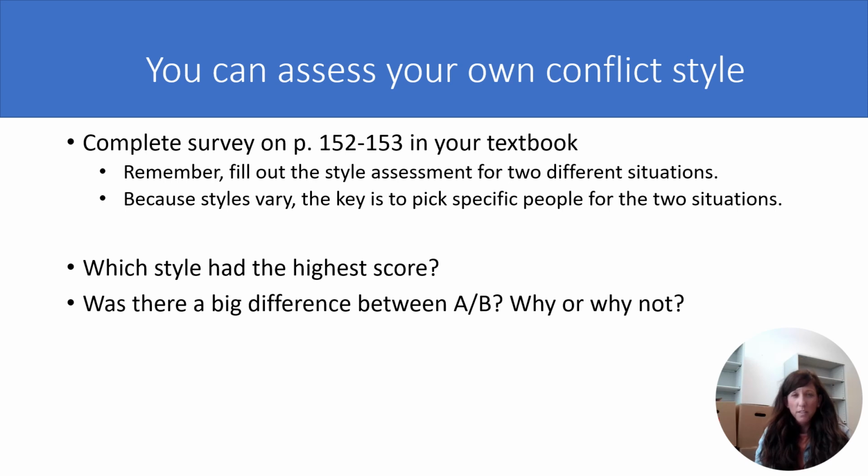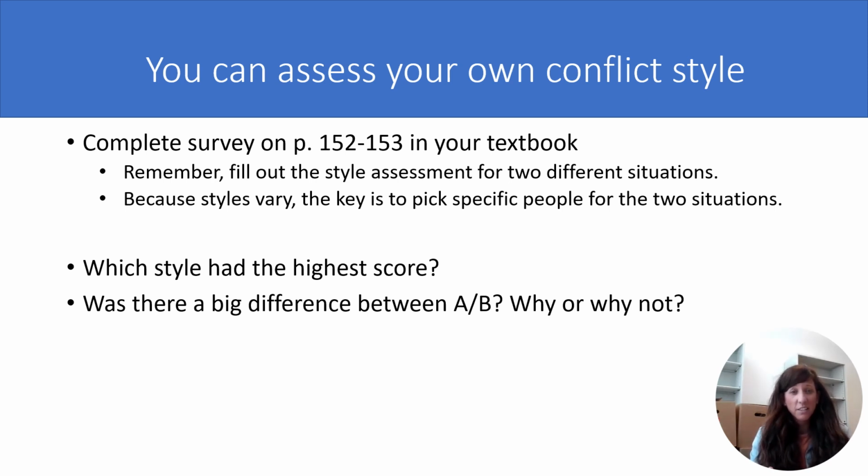And the reason why that's important is, as I just said, we know that sometimes our habits or our behaviors change based on context or based on who we're interacting with. So when you're looking at the assessment on page 152, you'll see that it asks you to complete the whole thing thinking about person A. Maybe that's a family member or a sibling.